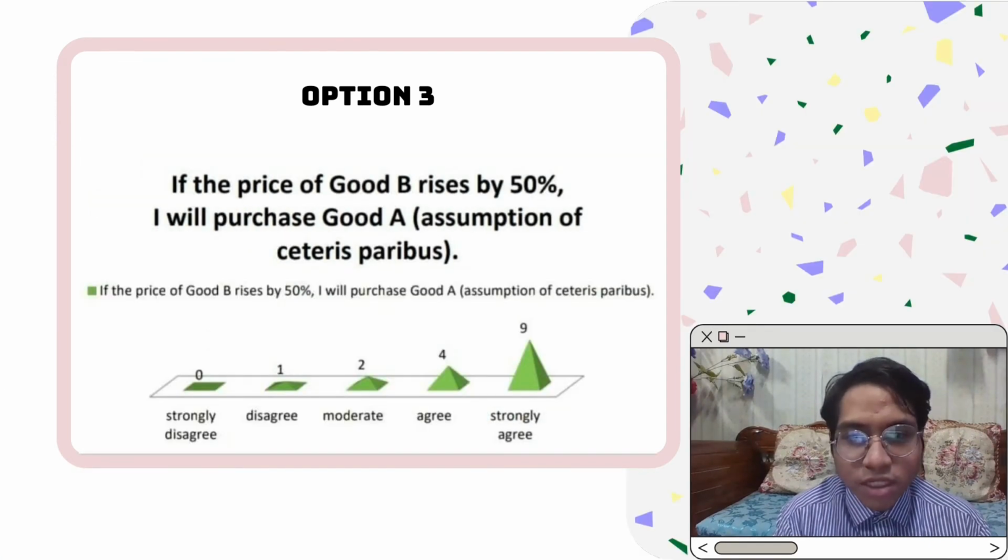For option number 3, if the price of good B rises by 50%, I will purchase good A. The highest is strongly agree. They have 9 respondents who chose this, and the second highest is agree. They have 4 respondents who chose this, and the third highest is moderate. They have 2 respondents who chose this, and the fourth highest is disagree. They have 1 respondent who chose this, and for strongly disagree, they have no respondents who chose this.